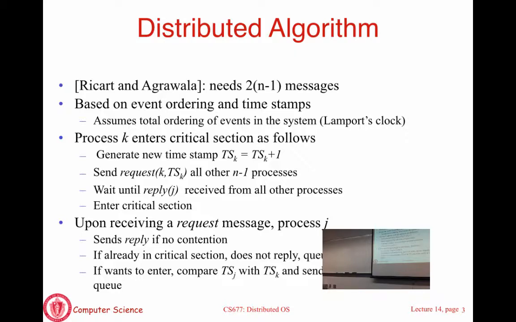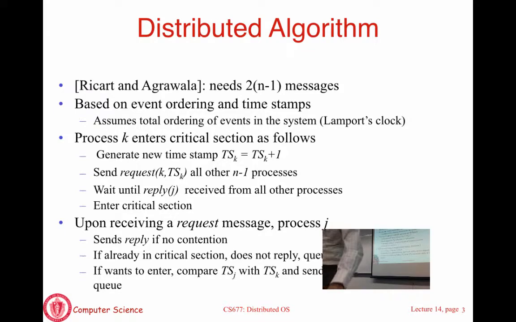Yes. I think it's worse because in the centralized algorithm, the probability that the coordinator fails is less than the probability that any of the processes in this distributed algorithm fails. Okay, so as was pointed out, in the centralized approach, if processes crash with equal probability, the coordinator will crash with probability 1 over n. In this case, any process crashing is going to halt the algorithm.